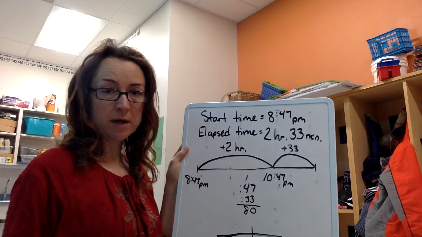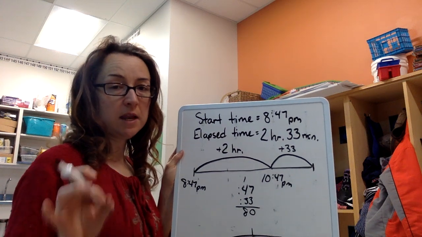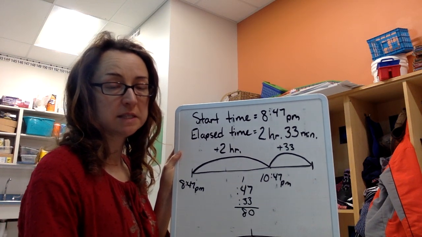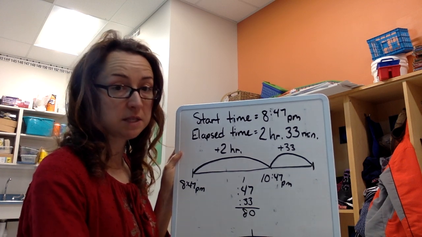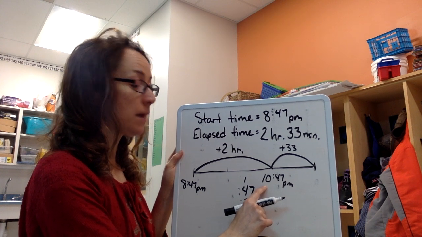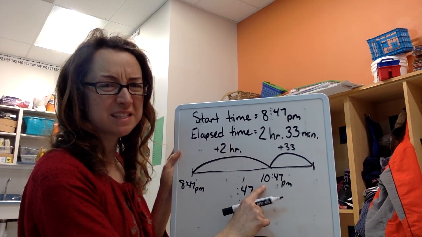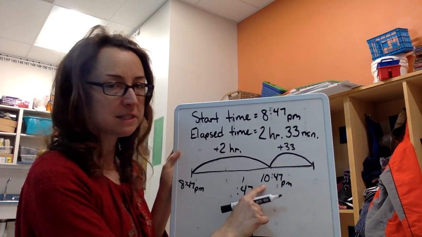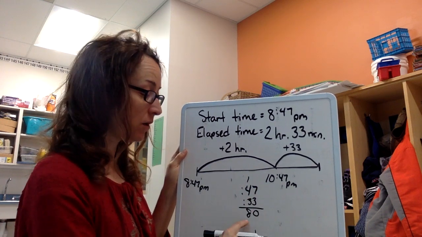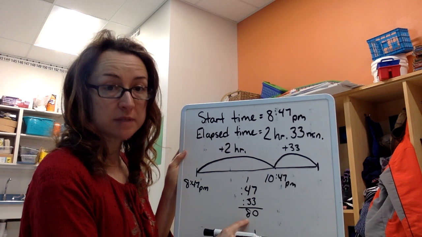Now, here's what I'm going to pause. There are not 80 minutes in an hour. We talked about this in one of the previous lessons. There are 60 minutes in an hour. So I cannot go and say that my end time is 1080. It's not a time, it doesn't exist.